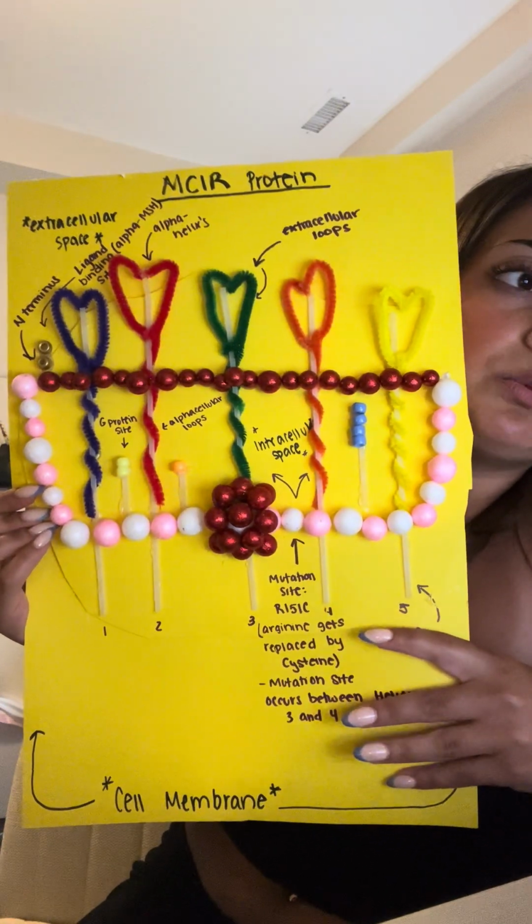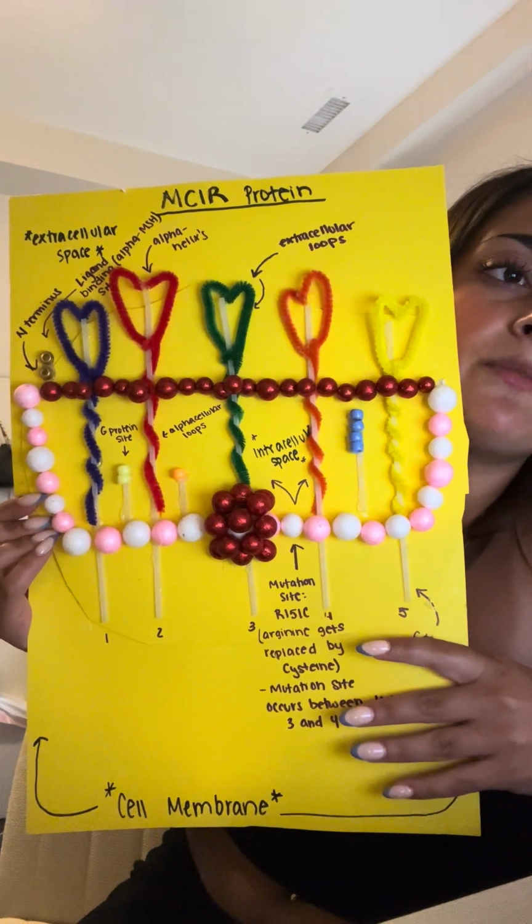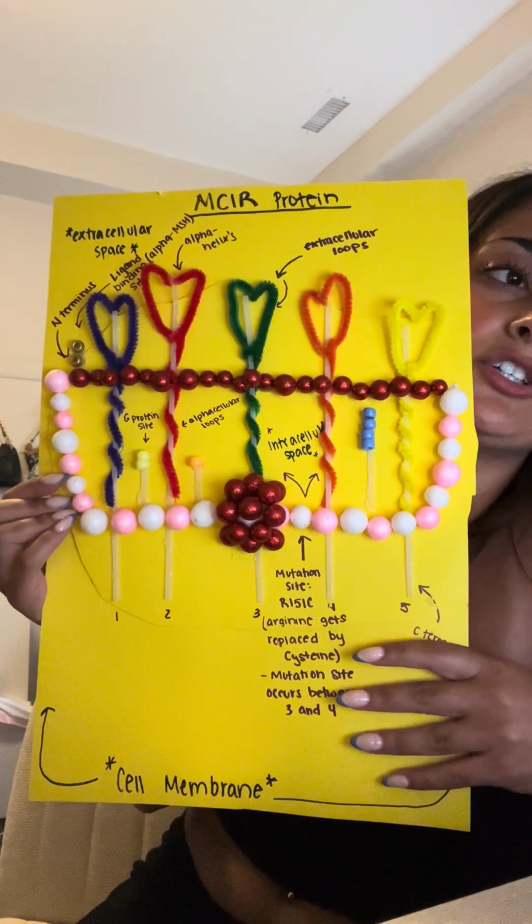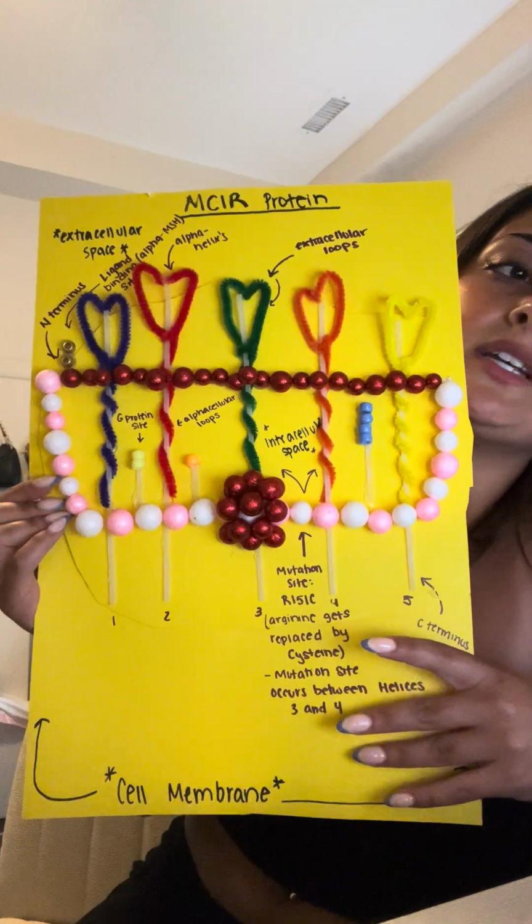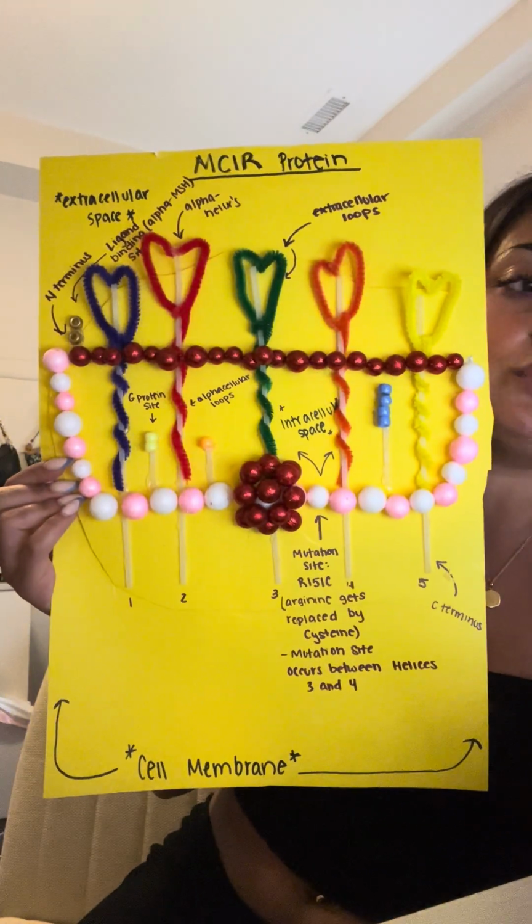Mutations in MC1R are linked to the red hair color phenotype, fair skin, freckles, and a higher risk of skin cancer, especially melanoma. Because of this, the skin has less protection against UV damage.